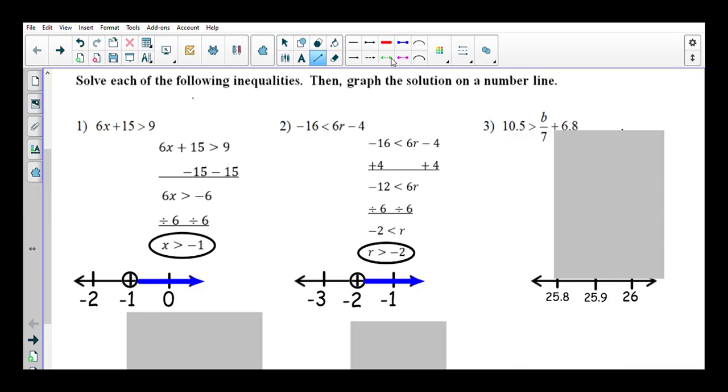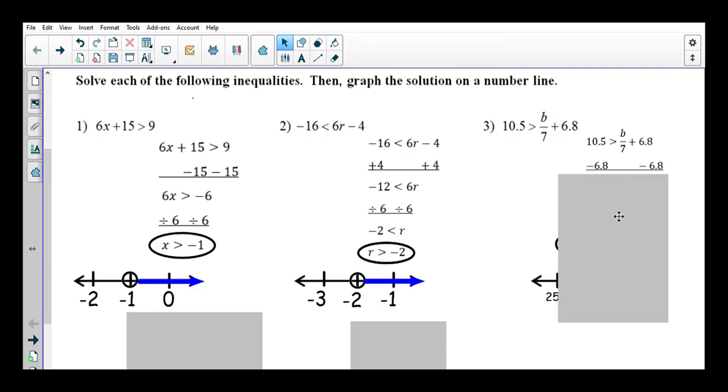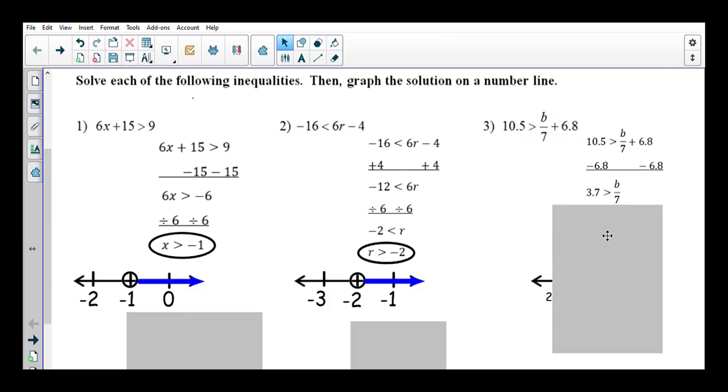All right, question number 3. We've got to mix in some decimals here. The inverse of adding 6.8 is to subtract 6.8, so we'll do that first. 10.5 minus 6.8 is 3.7, so we get 3.7 is greater than b over 7. The inverse of dividing by 7 is to multiply by 7. No need to flip the symbol around since we're multiplying by a positive. So we get 25.9 is greater than b.